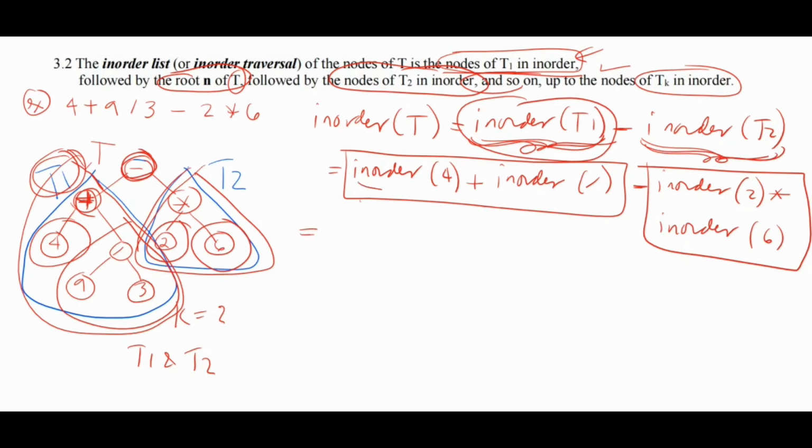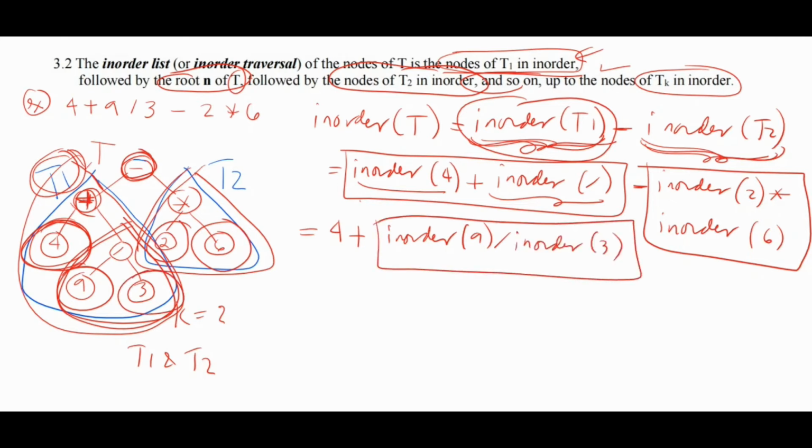Okay, continuing, in-order of 4. This is a single node, so the in-order is simply the node 4. Bring down plus, and the in-order of division is the in-order of 9, followed by the root, which is division, and then followed by the in-order of 3. So this part here is your in-order of division. Then bring down minus, and then the in-order of 2. This is a single node, so it's just 2. Bring down multiplication, the in-order of 6. This is again a single node, so it is just 6.